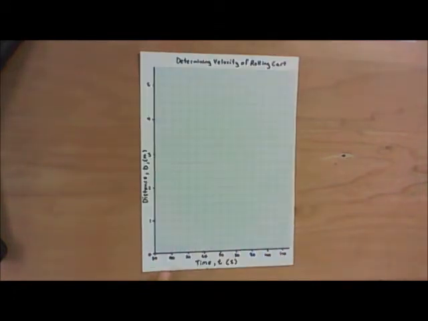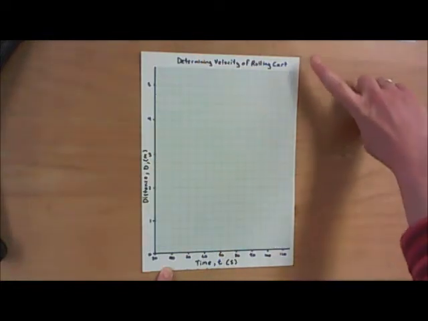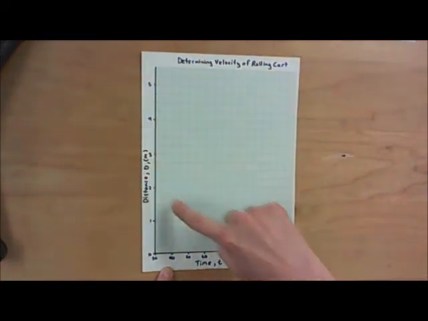Next, you want to label your axes and give your graph an informative title. So your axes labels should consist of the quantity, its symbol, and the units, so time, t, seconds. Your title should be informative, so it shouldn't just be the axes labels again.